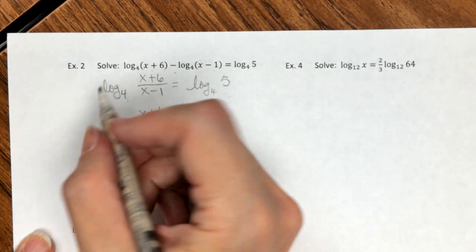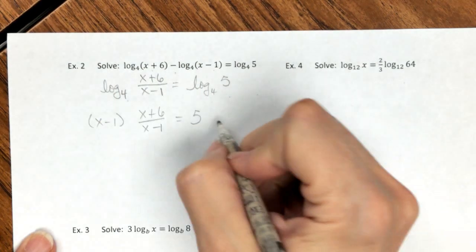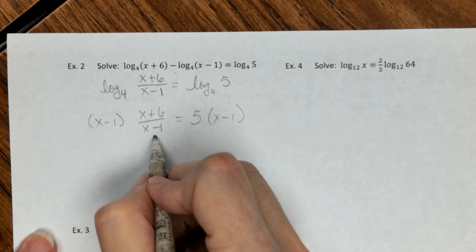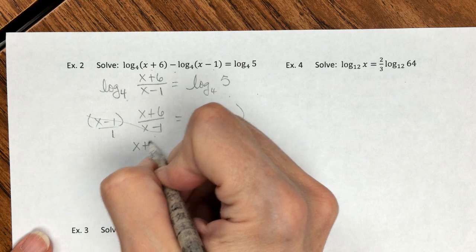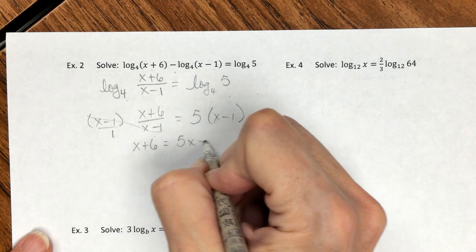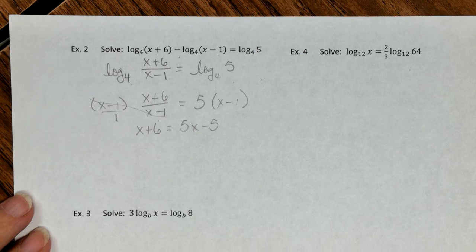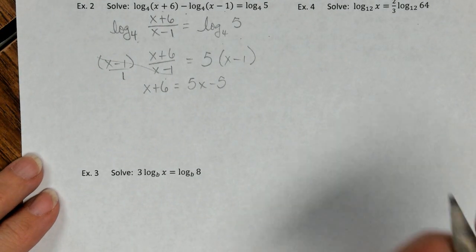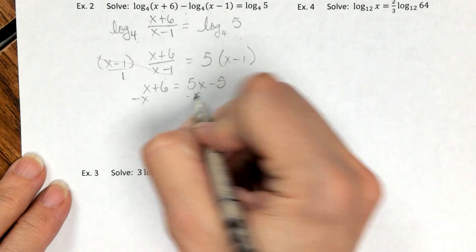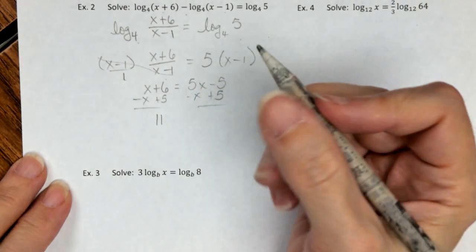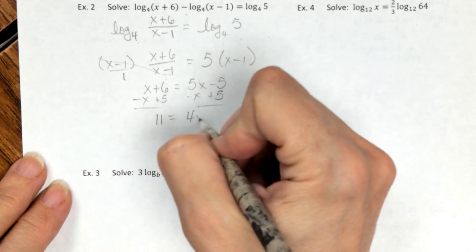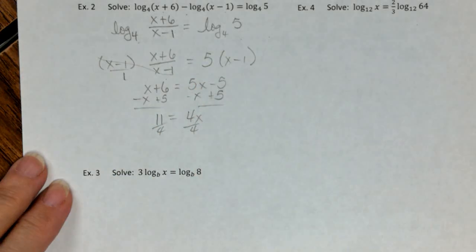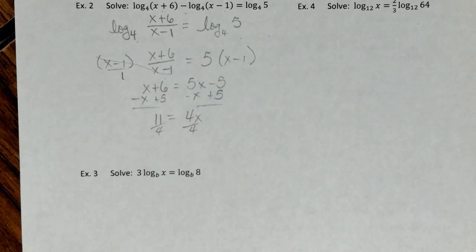To get this out of the denominator, we're going to multiply both sides by that denominator over 1. They cancel. So x plus 6 equals 5x minus 5 after we distribute. Then I'll move x over there and 5 over there. And so we have 11 equals 4x. Divide by 4, so x should be 11/4.